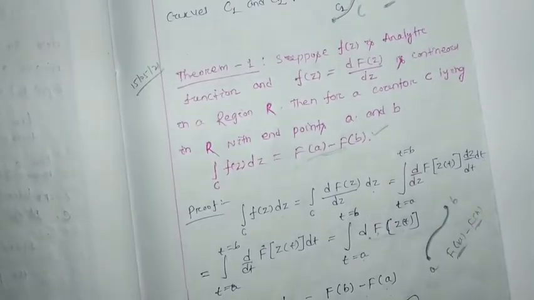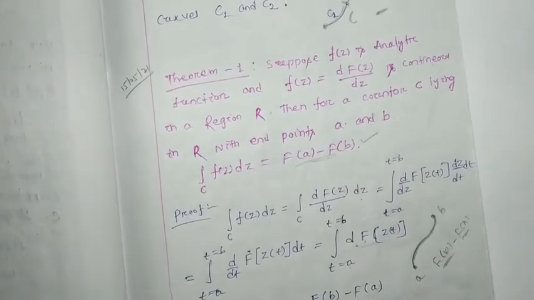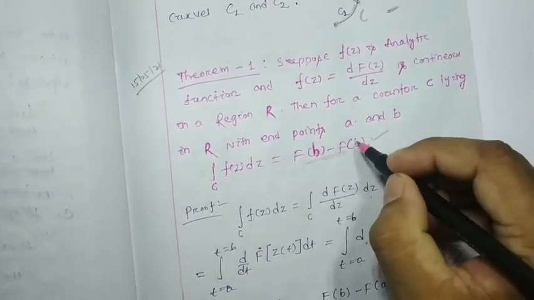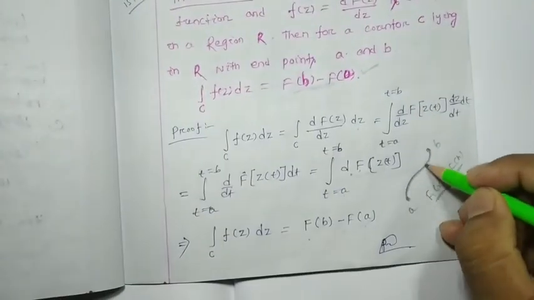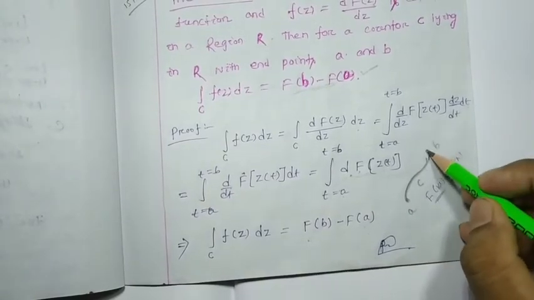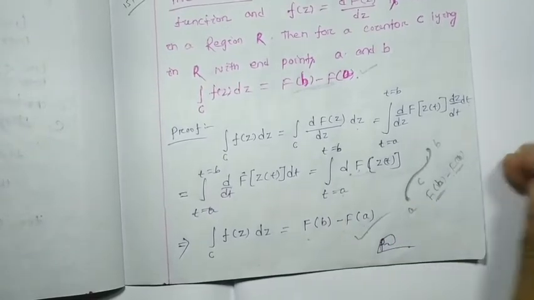Here I wrote it somewhat wrongly, you have to correct that. This will be F(b) minus F(a). That means if we have the contour integration over this curve, then this value will be final value minus initial value, F(b) minus F(a). Hence it has been proved.